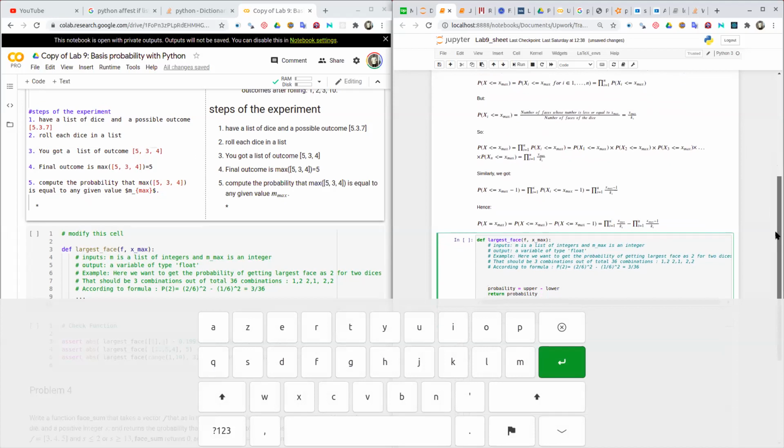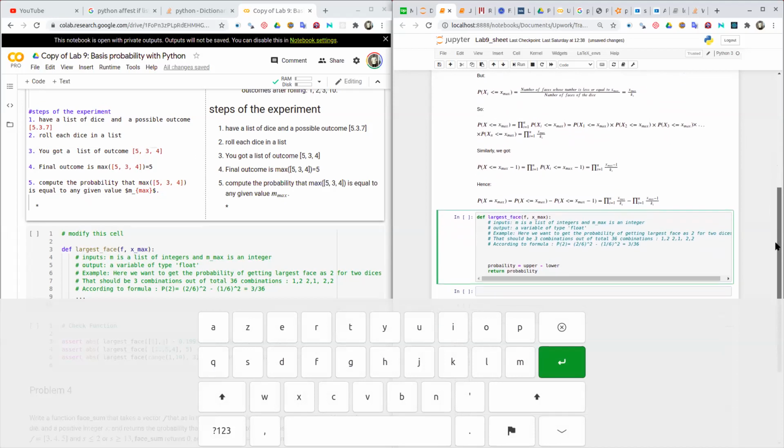So we need to figure out where that 5 could belong to in the list of dice, right? It is simple. First, as the first step to compute the probability, you have to look at the proof.